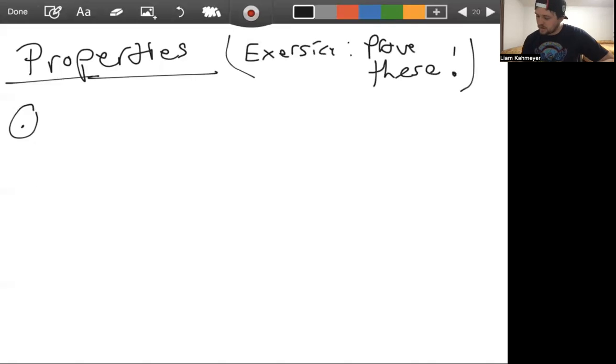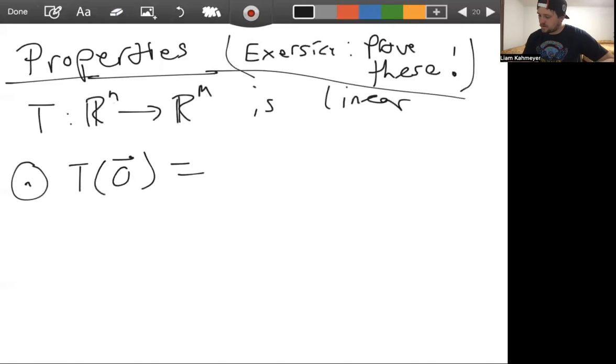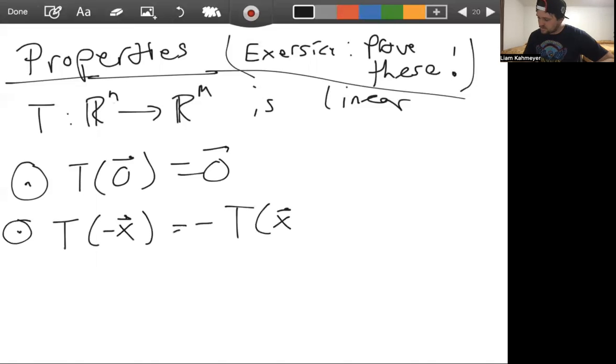The first property: let's say T from Rn to Rm is a linear transformation. These are properties of linear transformations. The first property is that T of the 0 vector is always 0. The second property is that T of negative x is negative T of x. And the last property is that the linearity property doesn't just hold for 2 vectors. It holds for an arbitrarily large finite number of vectors.